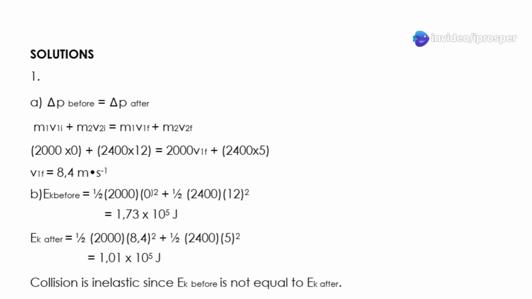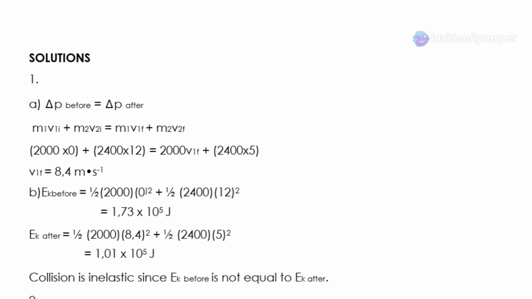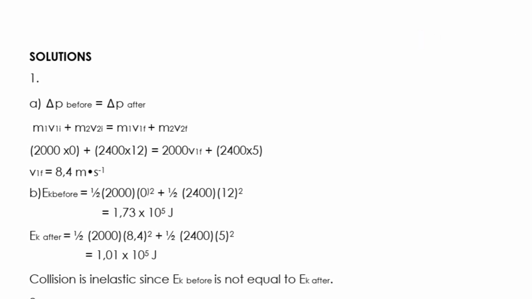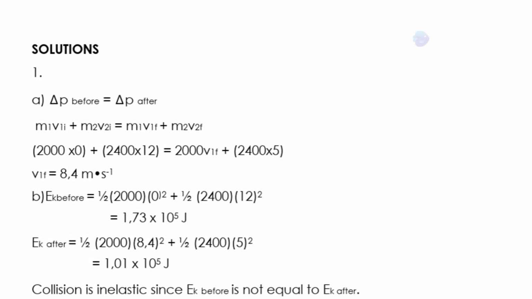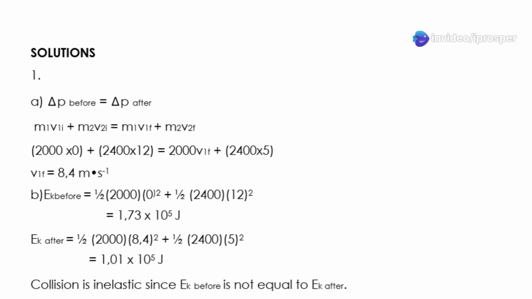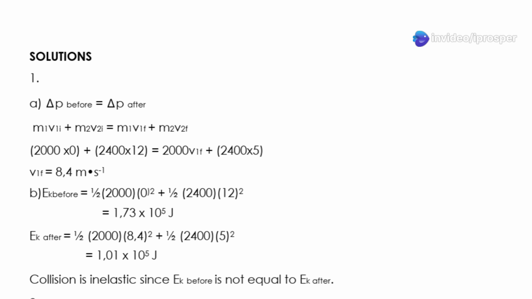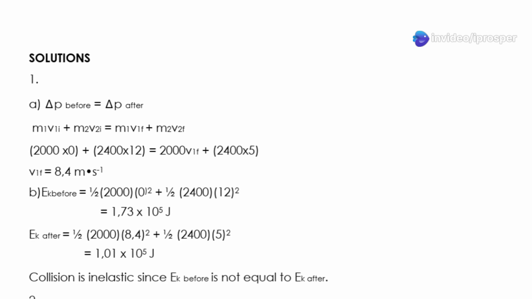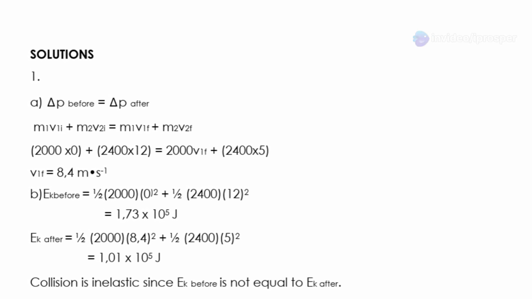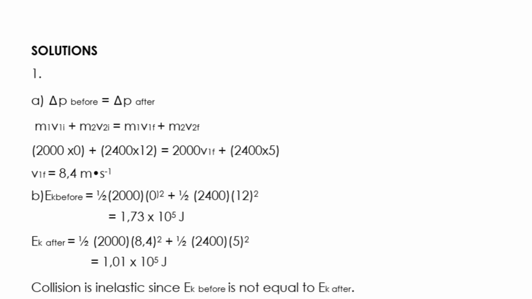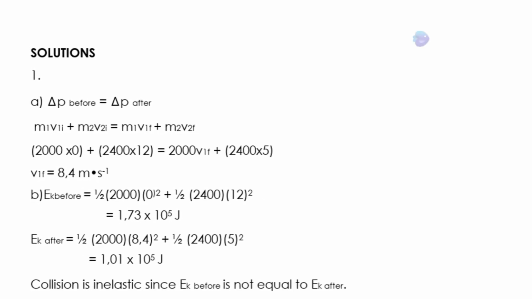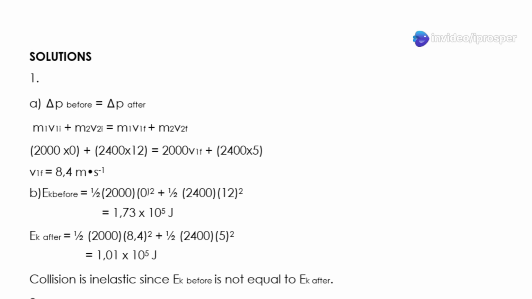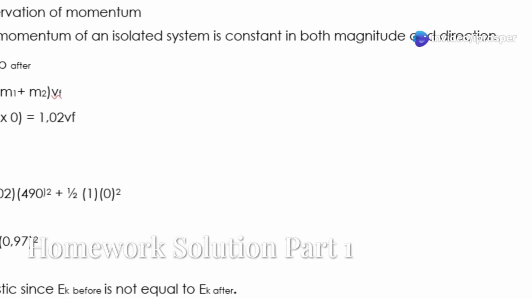Part B. Ek before equals 1/2 times 2000 times 0 squared plus 1/2 times 2400 times 12 squared, which equals 1.73 times 10 to the power of 5 joules. Ek after equals 1/2 times 2000 times 8.4 squared plus 1/2 times 2400 times 5 squared, which equals 1.01 times 10 to the power of 5 joules. The collision is inelastic since Ek before is not equal to Ek after.